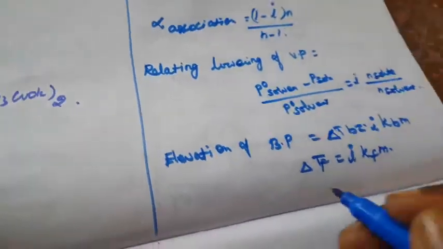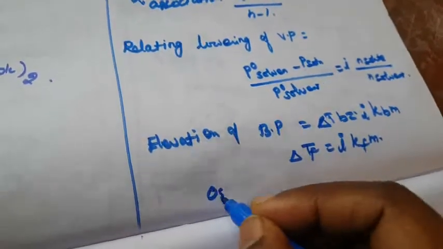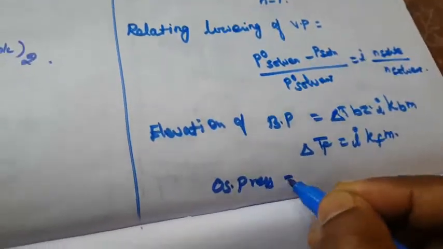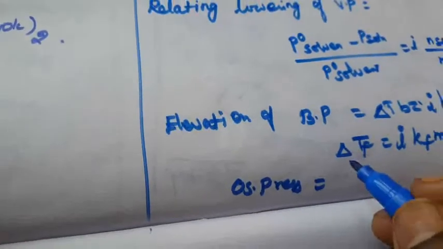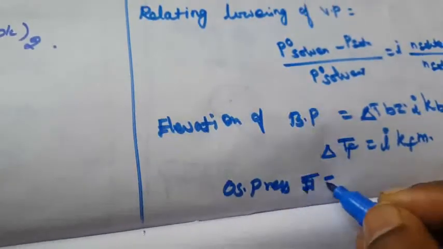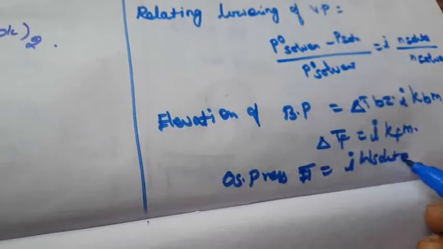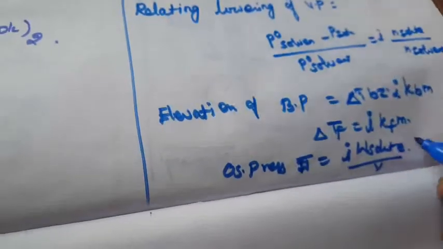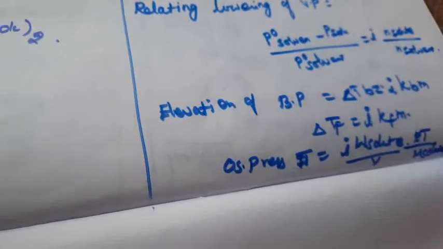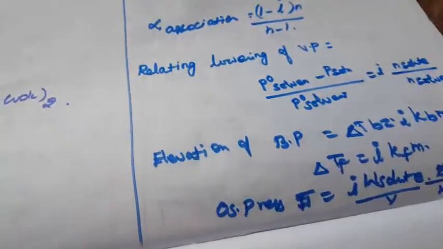What is osmotic pressure? Osmotic pressure pi is equal to i into W solute divided by volume into RT divided by M solute. So for the solute that associates, the association can be calculated, and the other case is for the solute that dissociates.